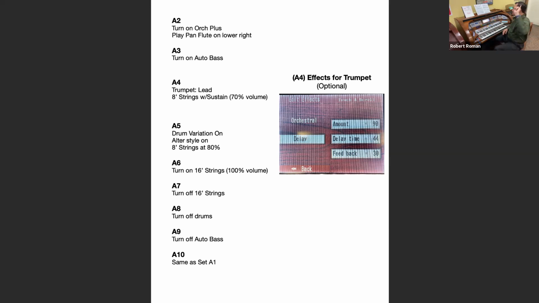Now listen, I'm not going to play the whole song. I'm going to go to bits and pieces. Here's the first setup. Okay, that's the first setup. What does setup 2 say? Turn on Orchestra Plus and play pan flute on the bottom. Now listen closely. Here we go, here's number 2. You hear that nice little sound? That's what turning on Orchestra Plus does. It says play on the lower right.